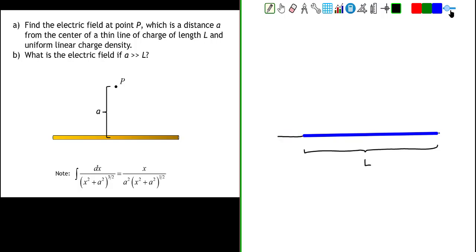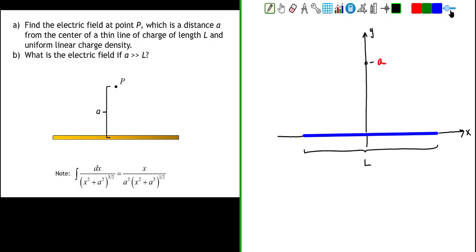And in this rectangular coordinate system, let's put the x-axis parallel to the charge, where the charge lies right along the x-axis. And let's place the origin right passing through the center of the charge. So I will place the origin, the y-axis, crossing our charge right at its midpoint. Our goal is to find the electric field at this point P, and we know that this point P is a distance a above our x-axis.